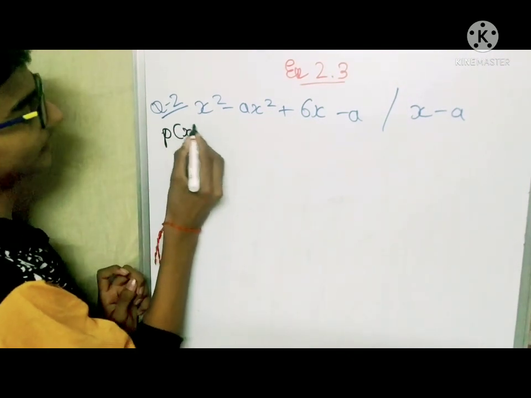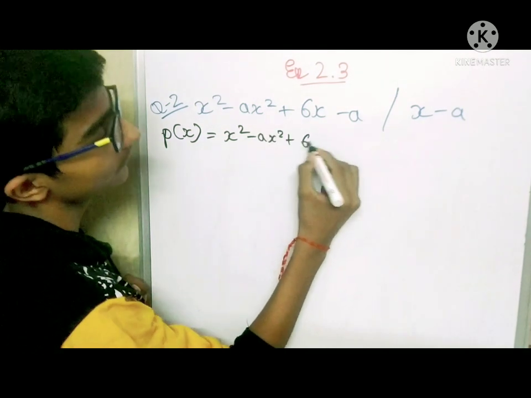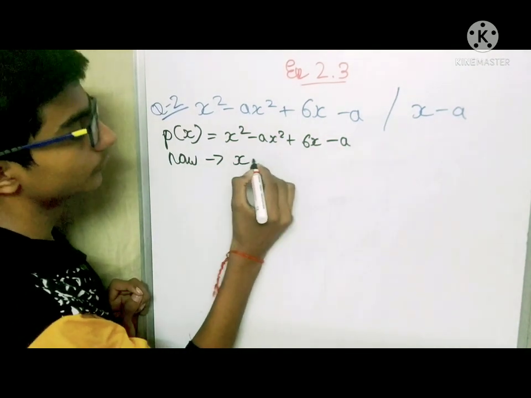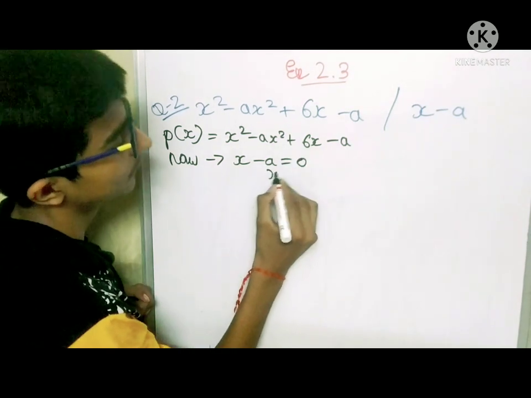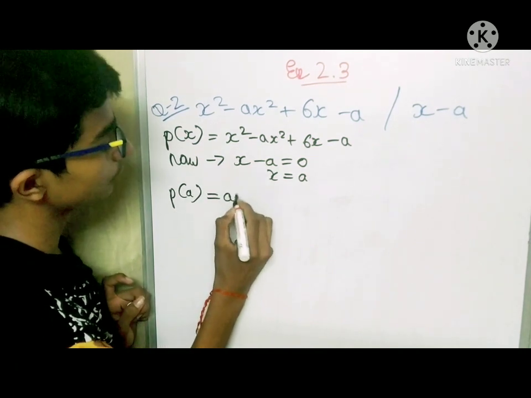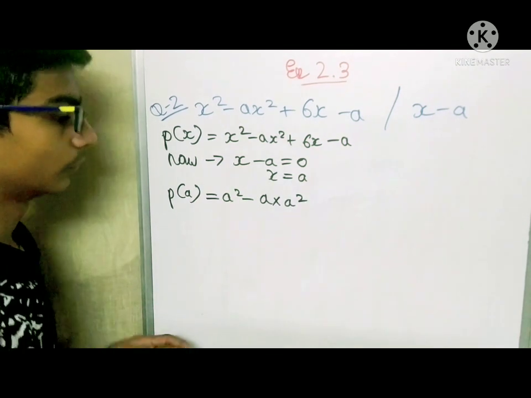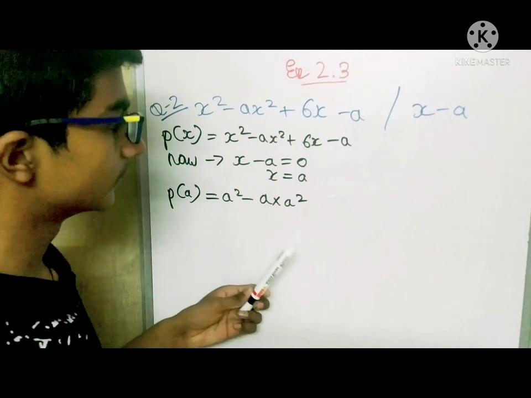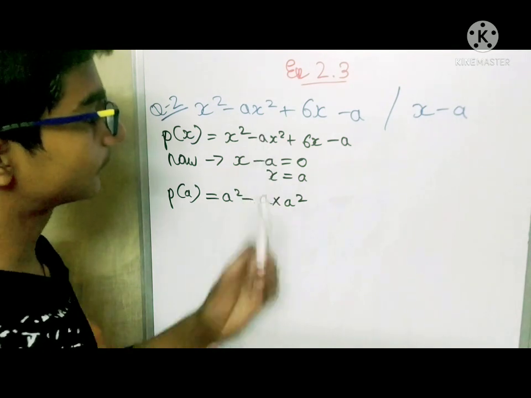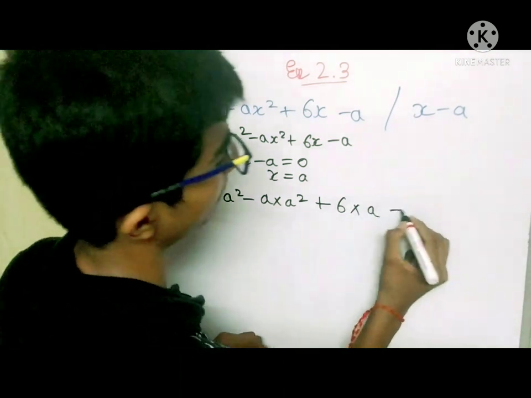So first we are going to write p of x is equals to x square minus ax square plus 6x minus a. Now we are going to simplify the term, that will be a. So now we are going to write p of a is equals to a square minus a into a square. Oh, what is this? x is replaced by a. Here it is a square. Here it is a into a square. Now it will be plus 6 into a minus a.